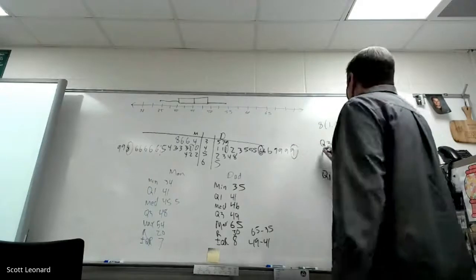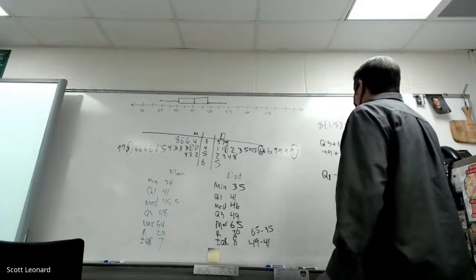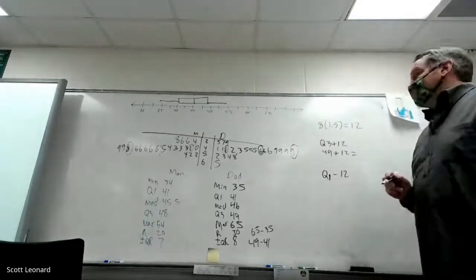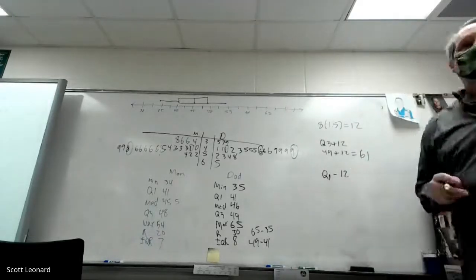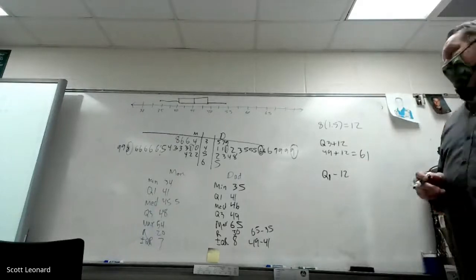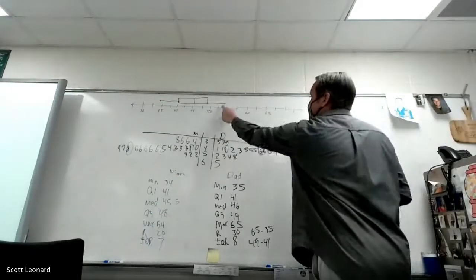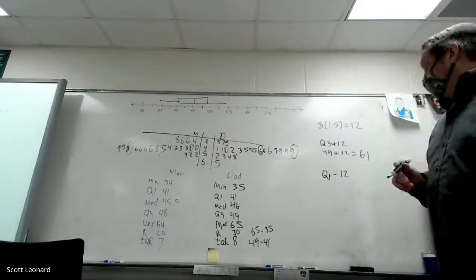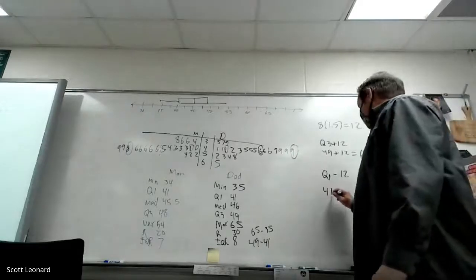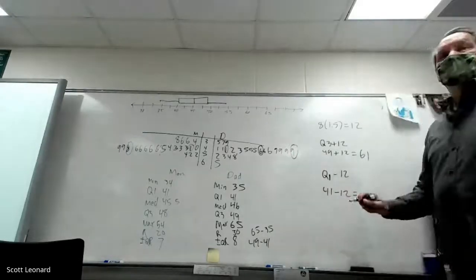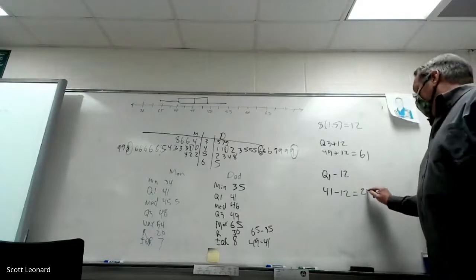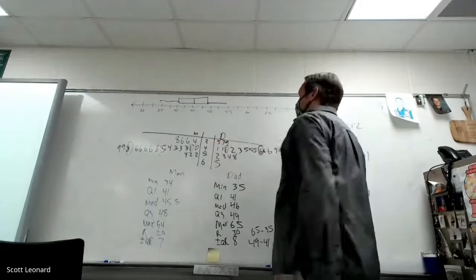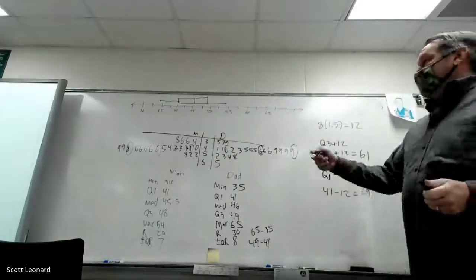So 49 plus 12 adds up to 61. Do we got an outlier? Yeah, we finally got an outlier. 65 comes after 61. Okay, let's do the Q1, 41 minus 12, 29. Are any of the ones before outliers? No, we're good. Okay, so we had one outlier of 65.